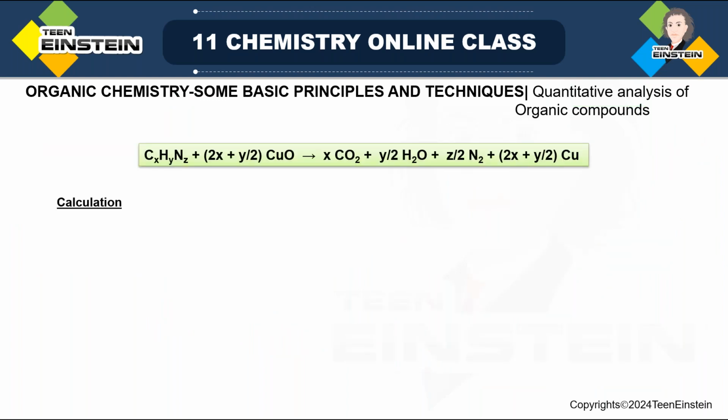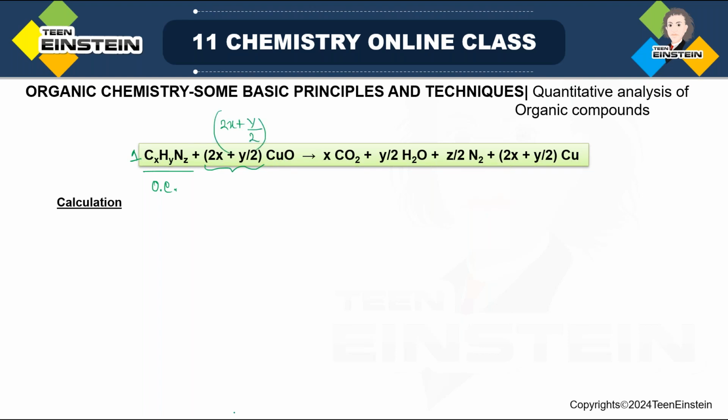Now the actual calculation, but before going to the calculation, here you can see this equation, which is very important because sometimes you can get problems based on this equation. This equation will help you to solve some problems, and at first glance it may seem difficult, but actually it is not. Here we have this organic compound, where x, y, z are the number of atoms of carbon, hydrogen, nitrogen. When we are using 1 mole of this organic compound, the number of moles of cupric oxide is 2x plus y by 2.